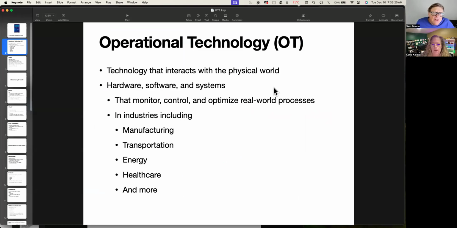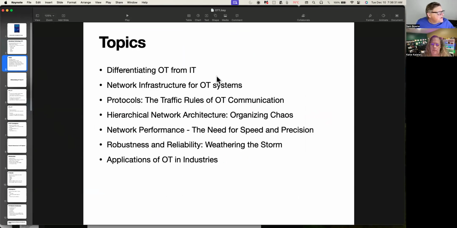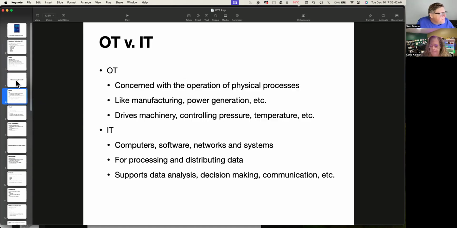So operational technology is technology for things like industrial equipment. It interacts with the physical world for manufacturing, energy, healthcare, and so on. And so there's the topics here. Differentiating OT from IT is the main thing here, and the Purdue model, which was new to me. So OT is concerned with physical processes like manufacturing and power generation, driving machinery, controlling pressure and temperature and such, as opposed to IT, which I think we're all more familiar with, computers, networks, systems for processing data.